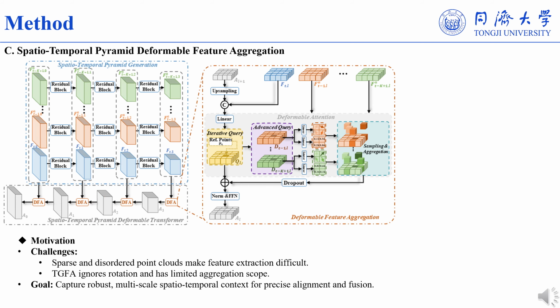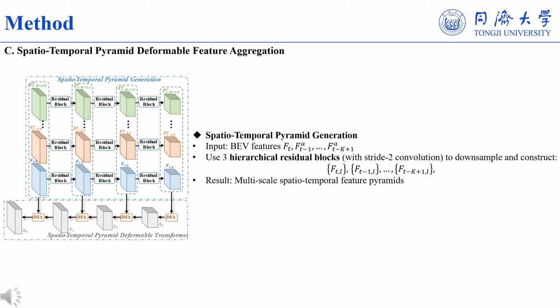Now let me introduce the third module: Spatio-temporal pyramid deformable feature aggregation. This module addresses 2 challenges. First, the sparsity and disorder of 4D radar point clouds hinder robust feature extraction. Second, the previous alignment stage only accounts for translation, neglecting rotational motion. To solve these issues, we introduce a 2-stage strategy.